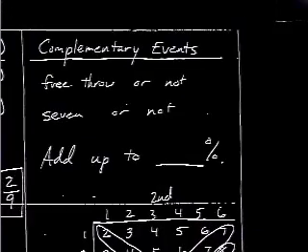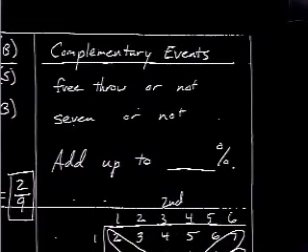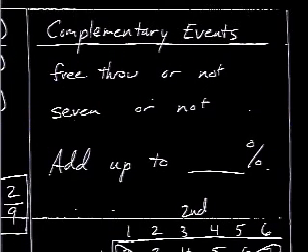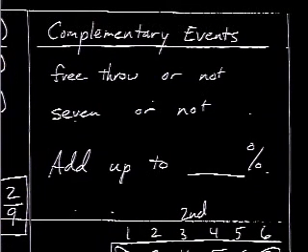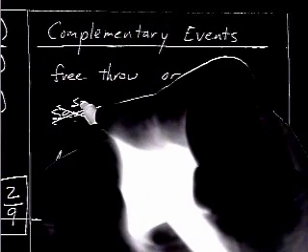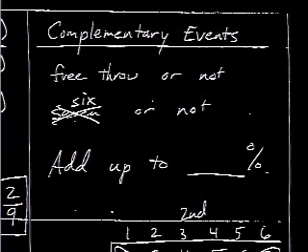The last thing I want to talk about is complementary events. Complementary events are things like making the free throw or missing the free throw, rolling a 7 on a single number die or not. Oh, sorry, that would be impossible. Rolling a 6 or not.